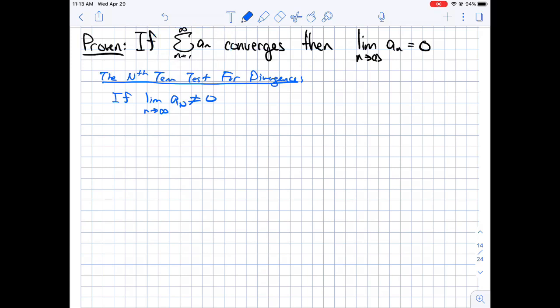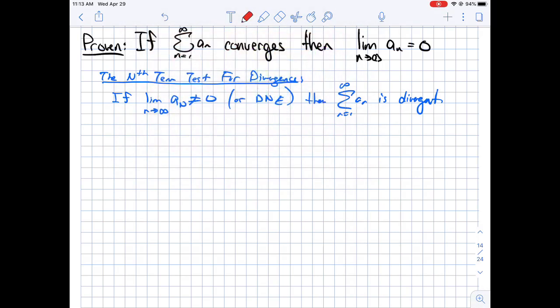So the nth term test for divergence says that if this limit is not 0, or if it's DNE, so maybe those terms oscillate back and forth, jumping between positive numbers and negative numbers and so on, if either one of these things happen, then it must be that your series is going to be divergent. We know that if it converges, that limit must be 0, and now we're saying, in other words, that if the limit is not 0, that series is going to diverge.